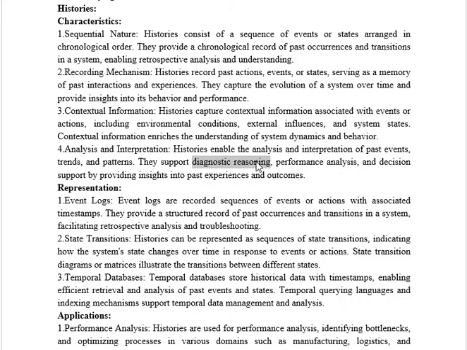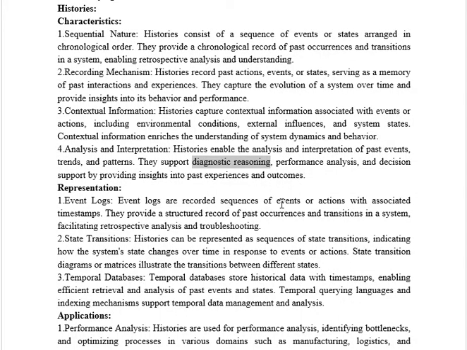So how many ways we can represent this histories? Let's see. Event logs, state transition, temporal database. In these three ways we can represent the histories. Let's see one by one. So first one is event logs. What is event logs? It's like recorded sequence of events or actions with associated time stamps. So it will be recording the events or it may be some task or the actions according to some time.